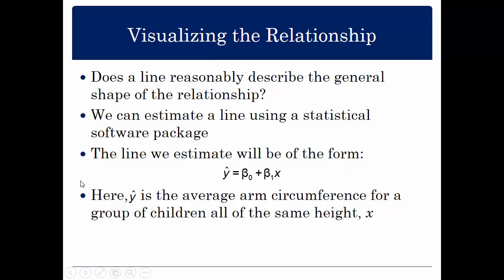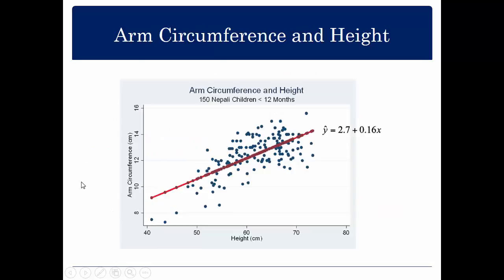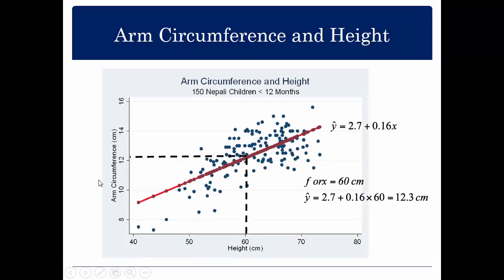We can look at the individual estimates of beta 0 and beta 1 and figure out what information we can glean from this analysis. So, for instance, the 2.7 is the estimate of the value of y, arm circumference, for children who are 0 centimeters tall. So it doesn't really have any meaning in this case. It only allows us to fully specify the location of this line.